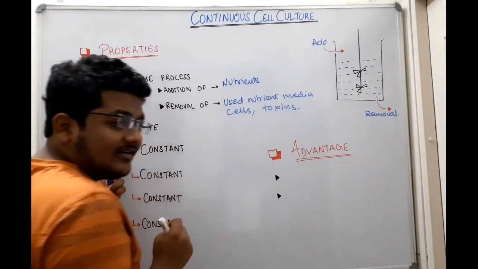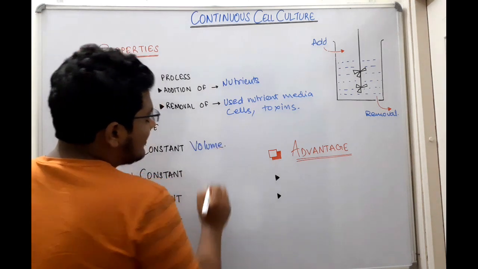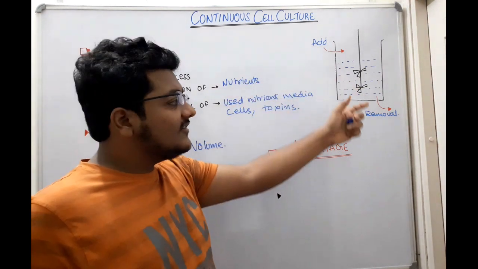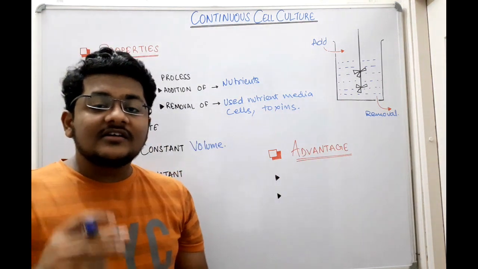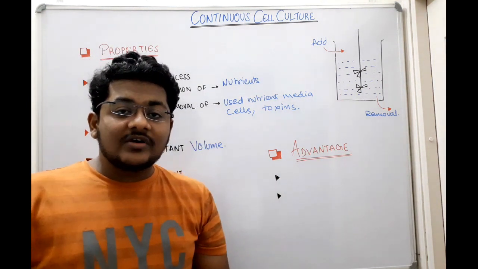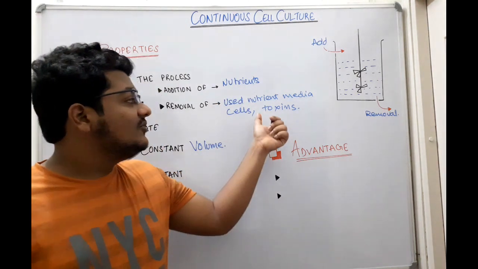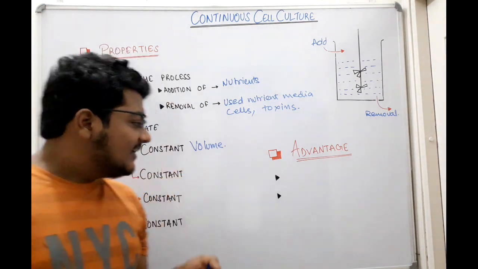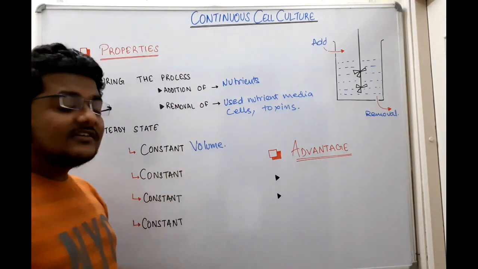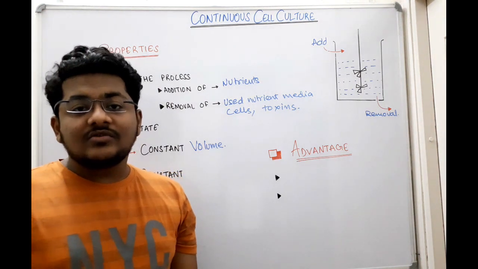The first important parameter is volume. If the volume of substance added is equal to the volume removed, then the volume inside the bioreactor remains constant. We know that the nutrients are added inside the bioreactor and used nutrient media with toxins and cells are removed from the bioreactor, and hence in steady state the volume remains constant throughout the process.